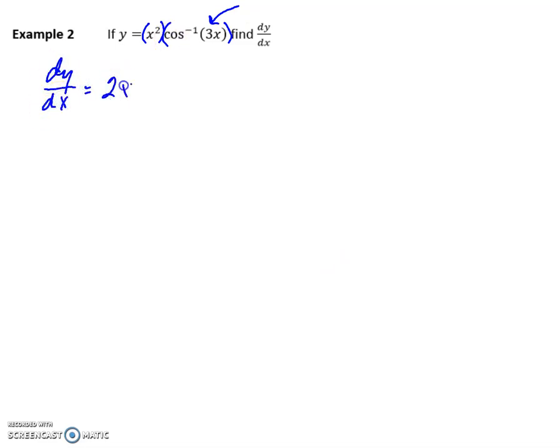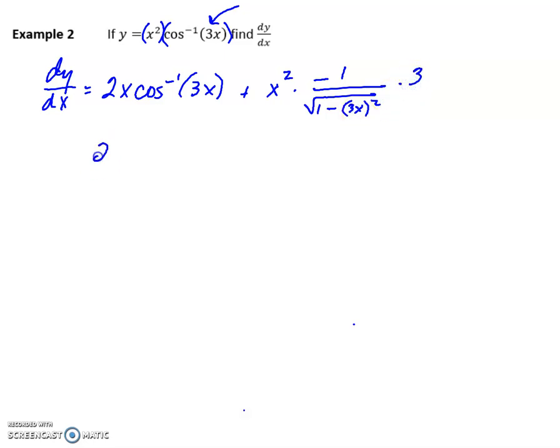Derivative of the first, 2x, times the second, cos inverse 3x. That wasn't too bad. Plus the first times the derivative of the second. So the derivative of cos inverse is negative 1 over square root of 1 minus the function inside squared, times the derivative of the function, so times 3.